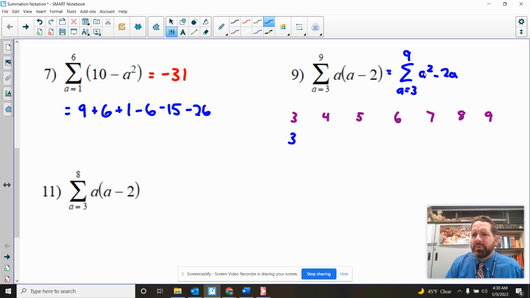Now for the 4, 4 squared is 16, 2 times 4 is 8, 16 minus 8 is 8. For 5, 5 squared is 25, 2 times 5 is 10, 25 minus 10 is 15. 36 minus 12 is 24, 49 minus 14, now I'm going to start double checking my mental calculations, is 35, 64 minus 16 is 48, and then 81 minus 18 is 63.